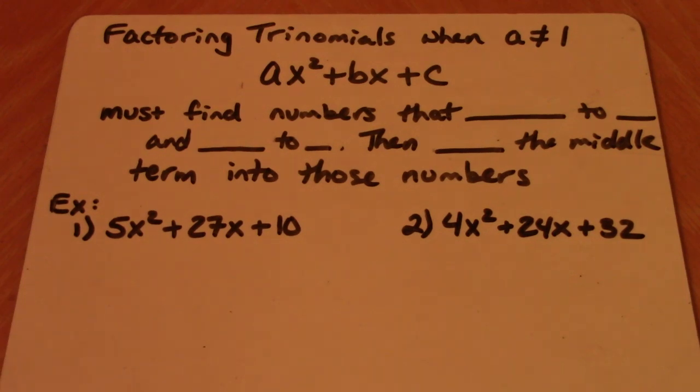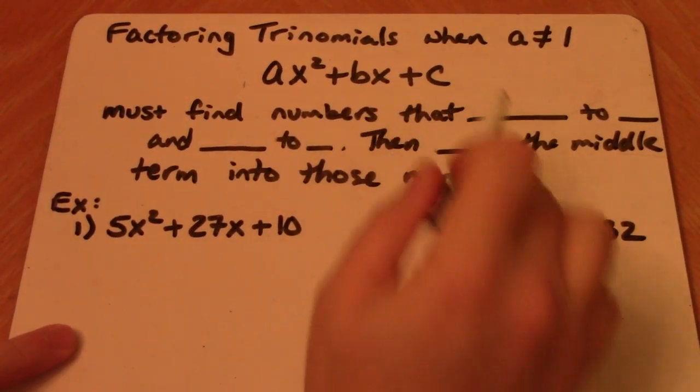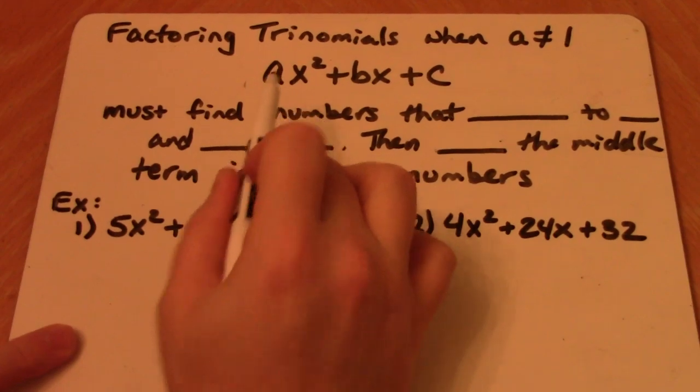Okay, ladies and gentlemen, this is the fourth video in our series of 5 review videos on how to factor. This one is covering what to do with a trinomial when a is not equal to 1. That is, any polynomial of the form ax squared plus bx plus c, where a is not 1.